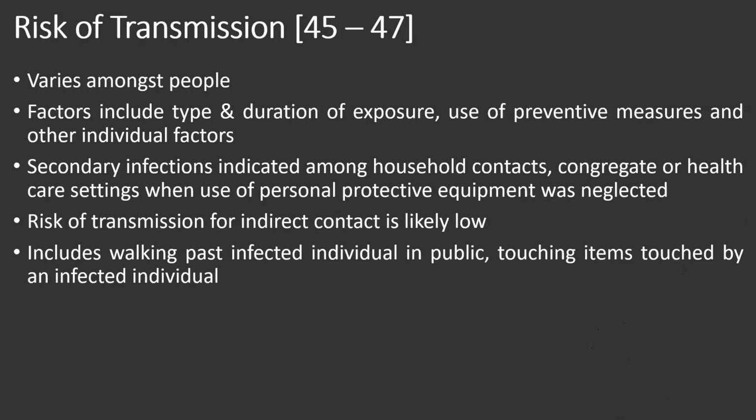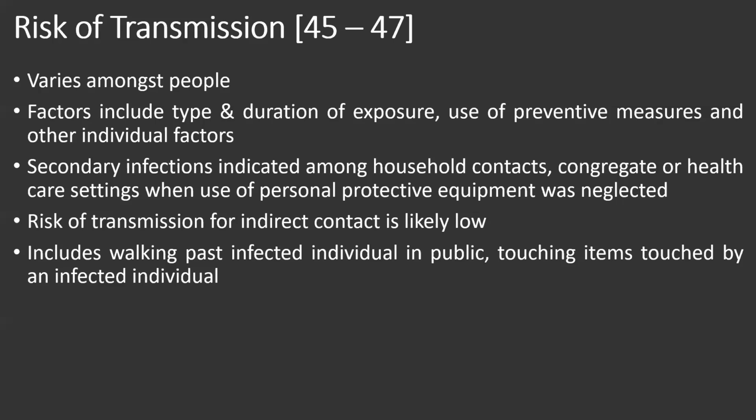So as for the risk of transmission for SARS-CoV-2, it really does vary from individual to individual by the type and duration of exposure, the use of preventive measures, and possibly even individual factors like the amount of viral material in respiratory secretions. Most of these secondary infections have been indicated among household contacts in congregate or healthcare settings when personal protective equipment, or PPE, were not used. So these settings include hospitals, long-term care facilities, as well as various closed settings like cruise ships.